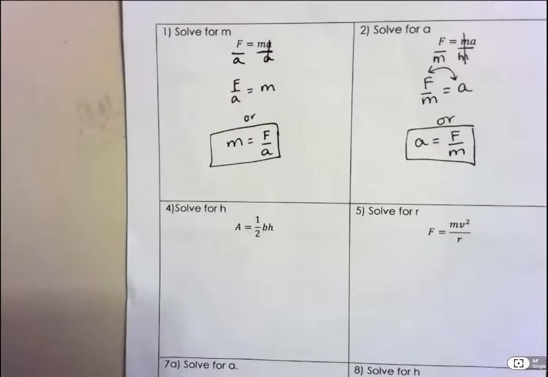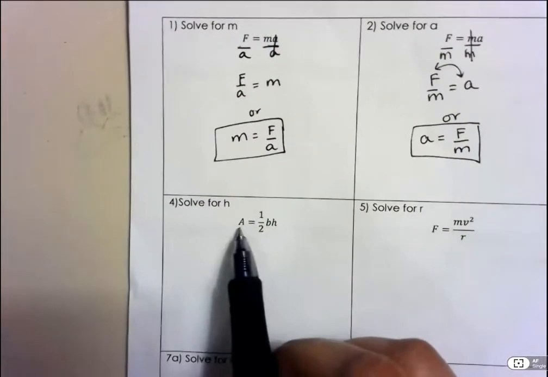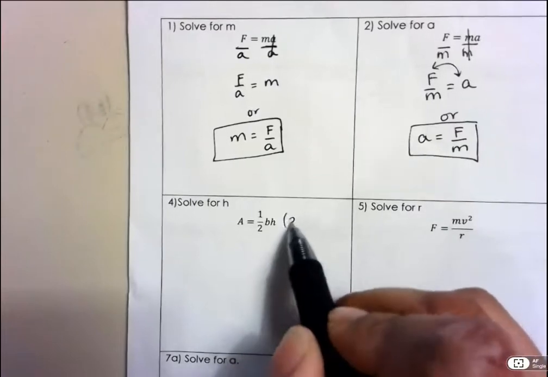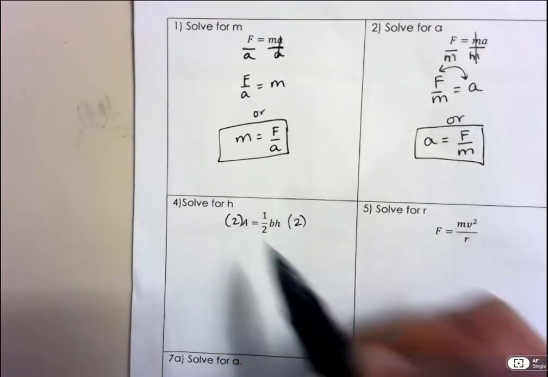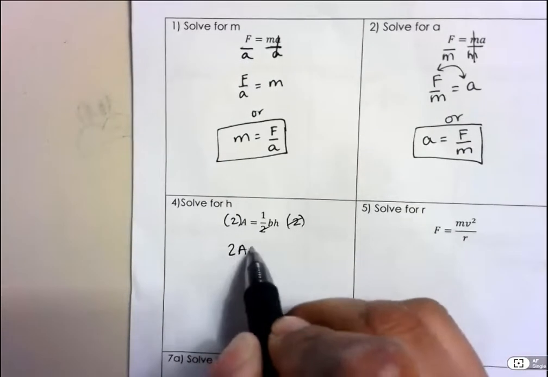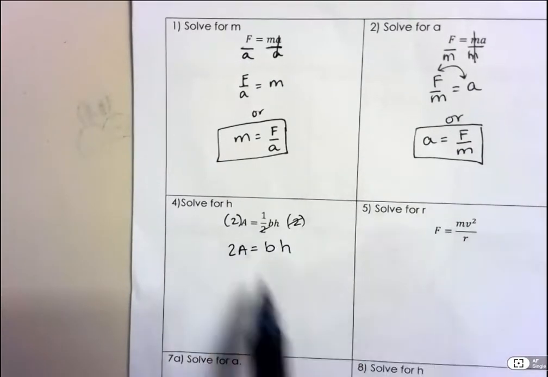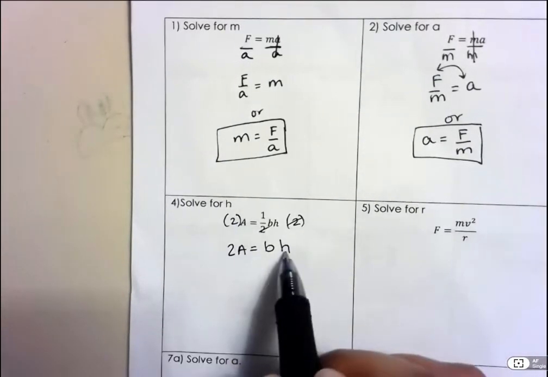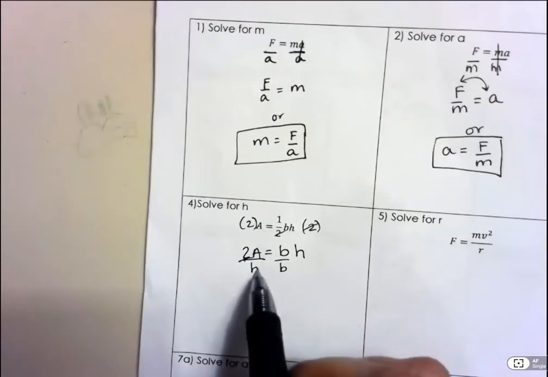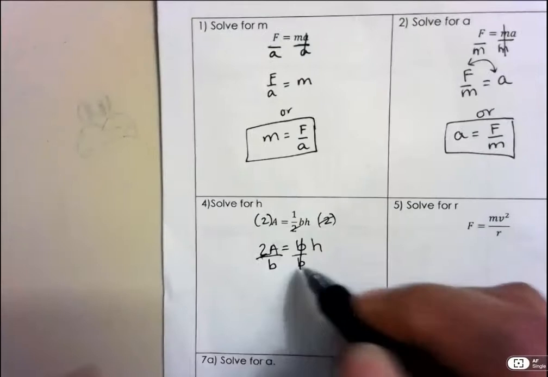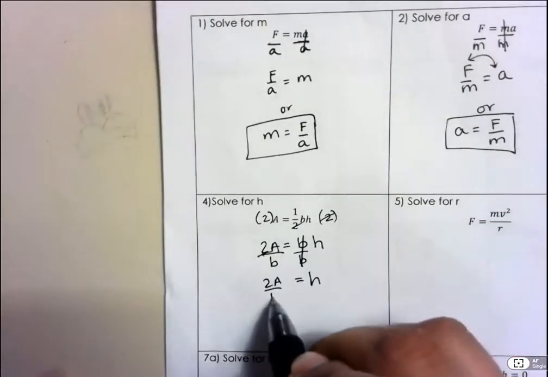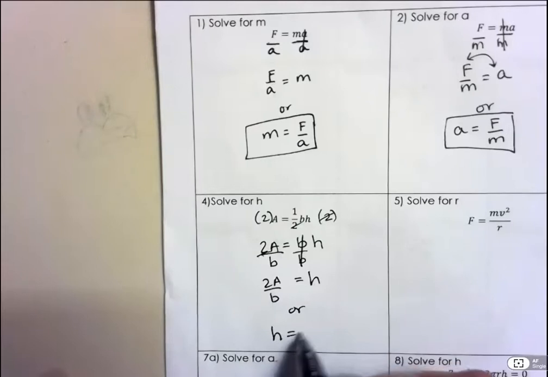We're going to solve for h. So we have that the area equals 1/2 the base times the height. We're going to get rid of the denominator first, so we multiply both sides by 2. This 2 cancels with this 2, so we have 2A equals the base times the height. Now we're looking for h, so we want to keep h and get rid of b. So you divide both sides by b. That cancels here, so you have that h equals 2A over b.